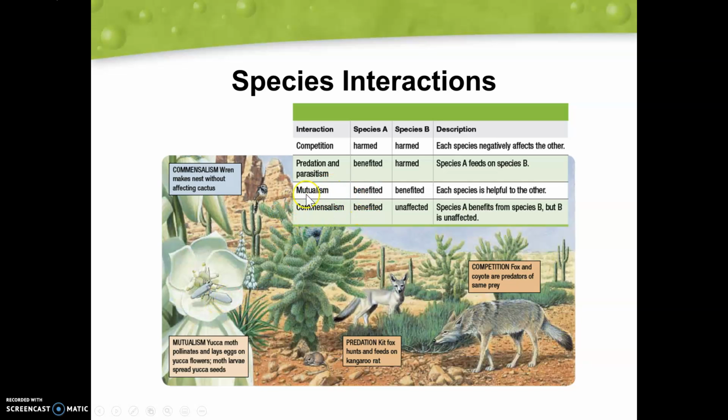And then last one here is commensalism, where one is benefiting and one is unaffected. So if we take a look here, we can see that the wren makes its nest in the cactus, but the cactus is not going to be affected. It's not getting broken, it's not getting eaten, it's just really being used. So the wren here is going to be benefiting because it has a place to put its nest, but the cactus really doesn't get anything from it, but it's also not being harmed in this situation.